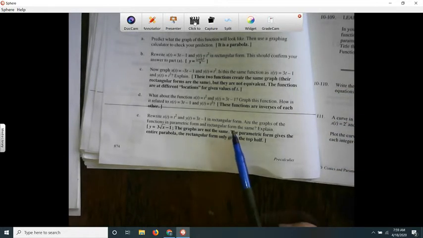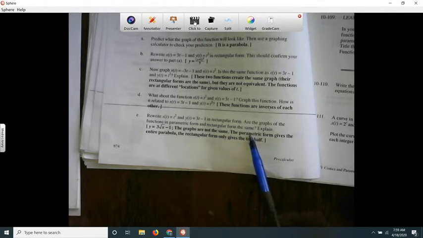We have to say here they're inverses of each other. And then letter E says, rewrite this in rectangular form. Are the graphs of the functions in parametric form and rectangular form the same?